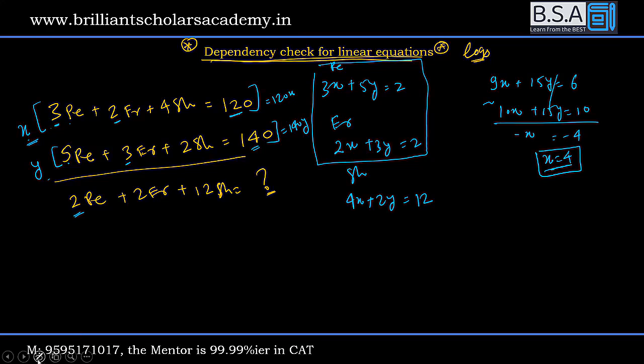I will put this value in any one of the equations. Let us say I'm putting 4 here. 3 into 4, 12, plus 5y is equal to 2. So 5y is equal to minus 10. Y is equal to minus 2.